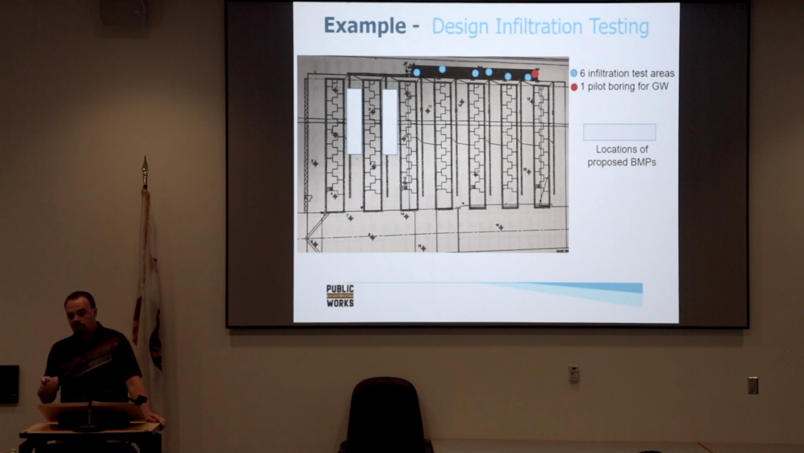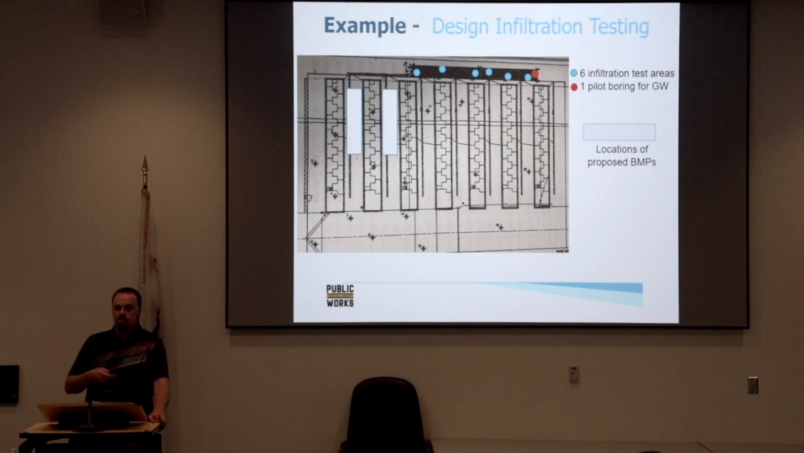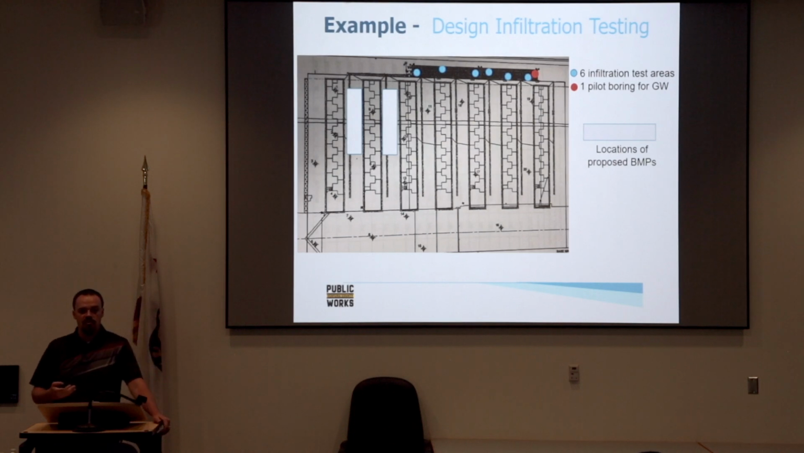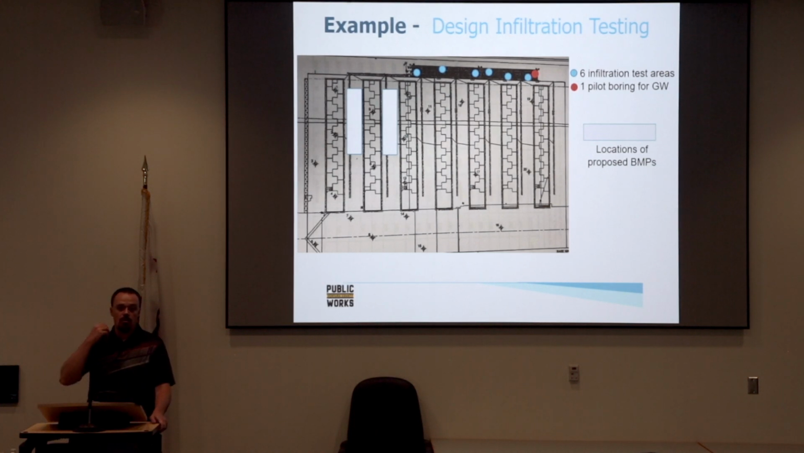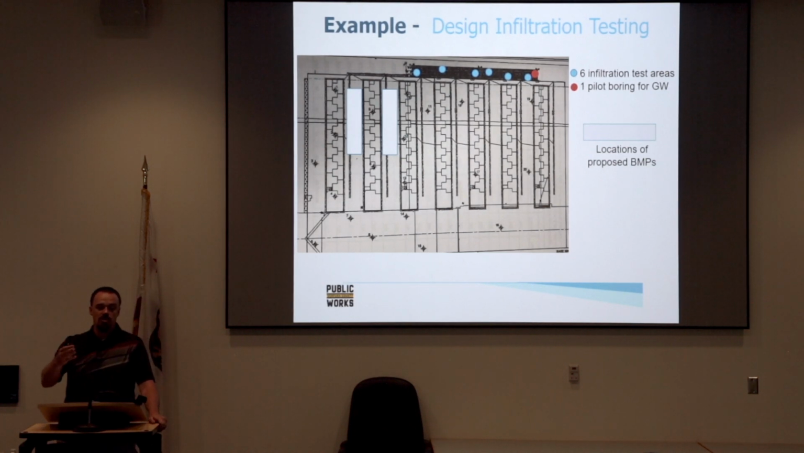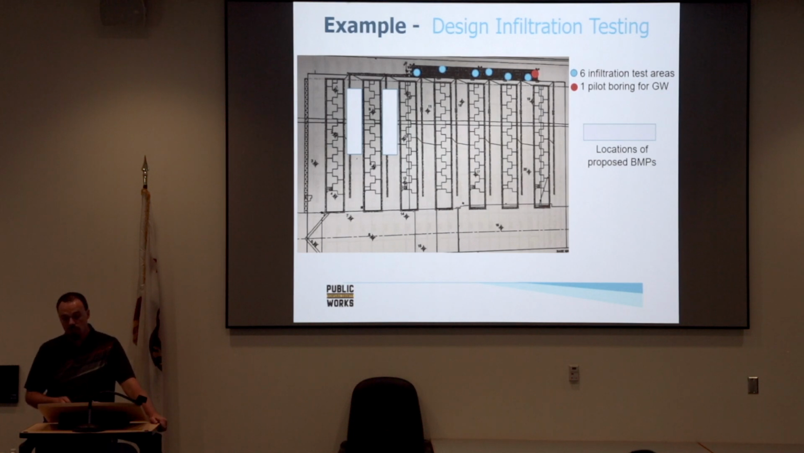So it's obvious to me from this standpoint that the civil engineer came up with an initial concept design plan, said, okay, this is where we're going to put the BMP, and gave it to the geotech. The geotech went out, did all the borings, gave it to them, and they didn't update it or do additional borings once they changed the location of the infiltration BMPs.